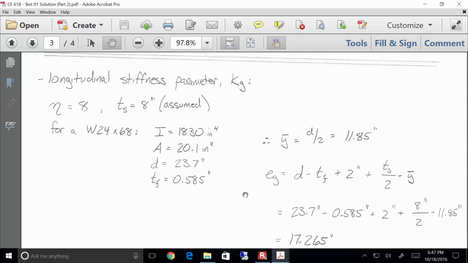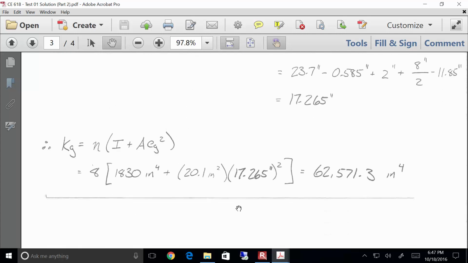Now eg is the distance from the center of the beam to the center of the deck. So going from the very bottom and working my way up, d will get me from the bottom of the beam all the way to the very top. I have to subtract out that flange thickness and then jump up 2 inches for my haunch. Jump up half a slab thickness, and that's from the very bottom of the section all the way to the center of the slab. And then come up y bar, and that's my moment arm. So plug and chug, and that comes out to be about 17.27 inches. Plug and chug for kg, and it comes out to about 62,500 and something. Okay? Make sense?